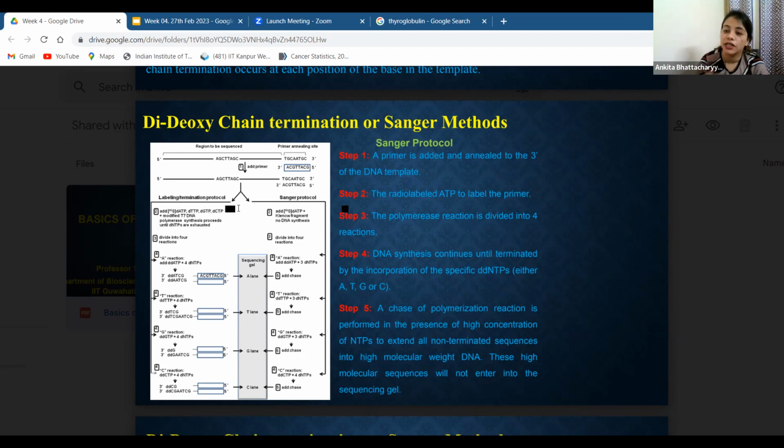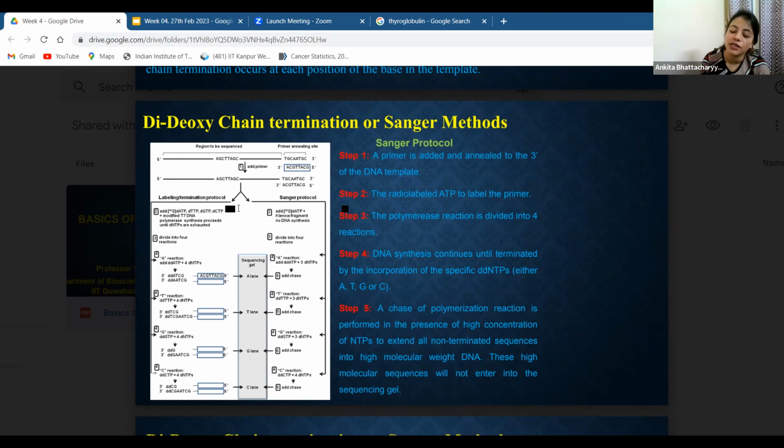Here, Sanger proposed that you can also add a dideoxy NTP, or a ddNTP, which means 2 of its OH groups are missing. As a result, when the 3' OH group is not available, further extension of that polynucleotide cannot occur, and therefore extension will get terminated then and there, because that is sort of an end termination, or a chain termination method of sequencing.